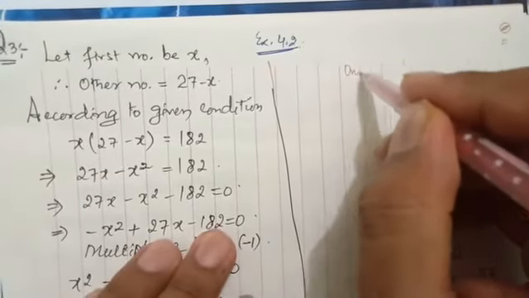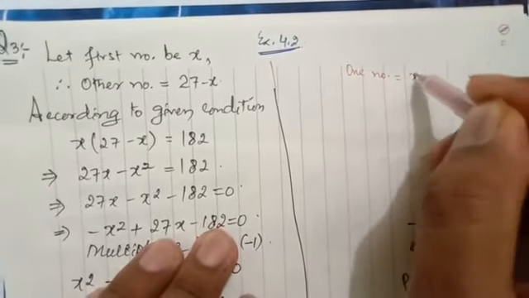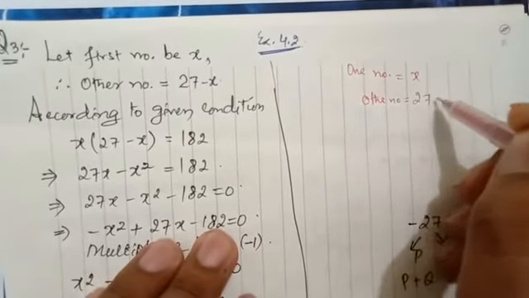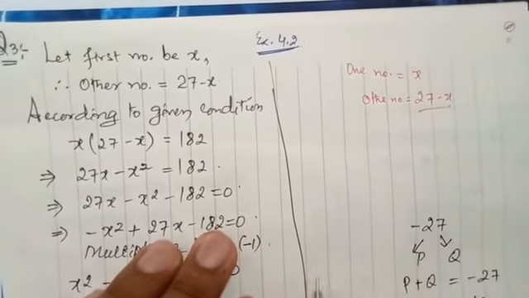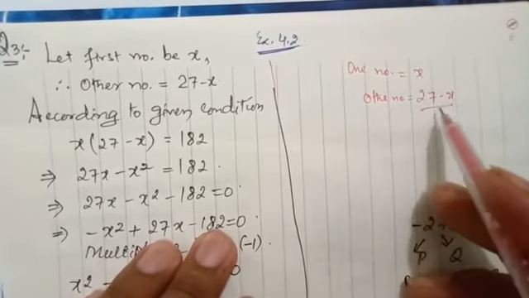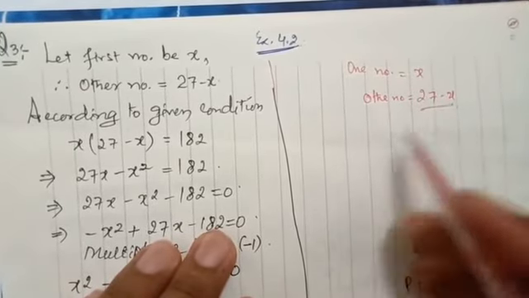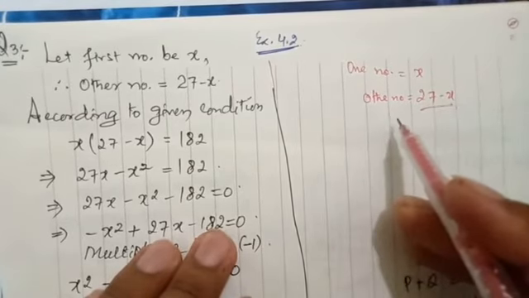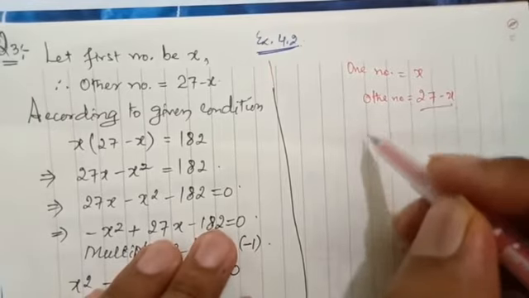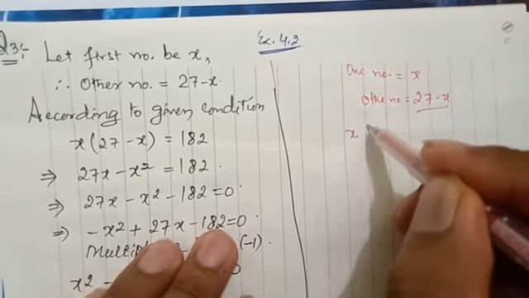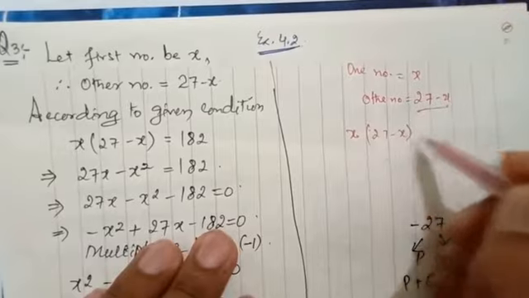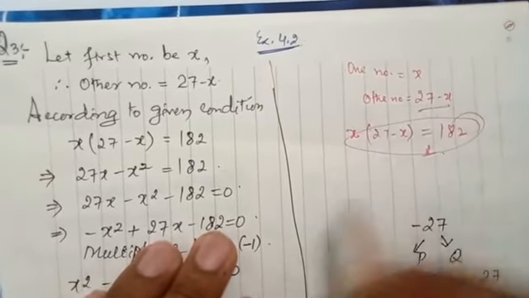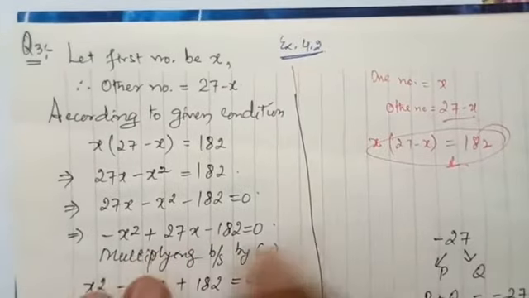If one number is x, the other number will be 27 minus x. And the question is saying whose product is 182. It means, according to the question, we can write: if we multiply x into 27 minus x, we will get 182. A very simple question. Now see here the solution.